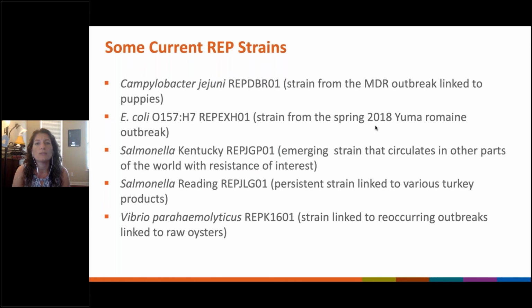Just some current rep strains we have are Campylobacter jejuni, that was a strain from the MDR outbreak linked to puppies. OM57 linked to that Yuma romaine outbreak in 2018. Salmonella Kentucky, Salmonella Reading linked to various turkey products, and Vibrio parahaemolyticus linked to reoccurring outbreaks linked to raw oysters.